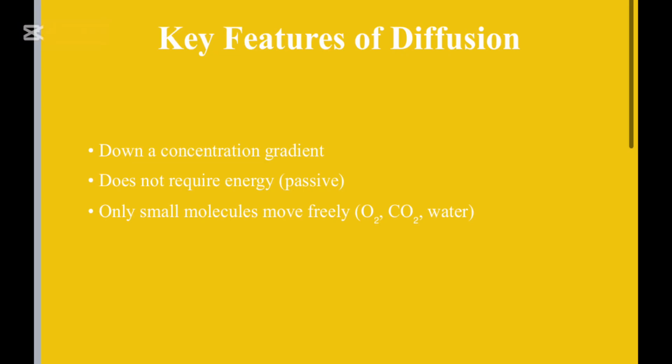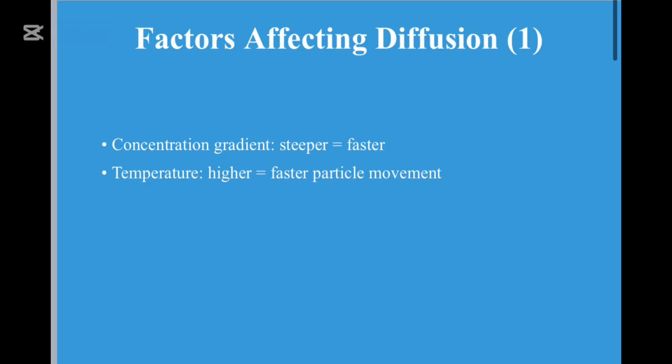Now, let's talk about the key features of diffusion. It moves down a concentration gradient and does not require energy, that is, it is passive. Only small molecules move freely, like oxygen, carbon dioxide, and water. Those are the small molecules that are involved in diffusion.